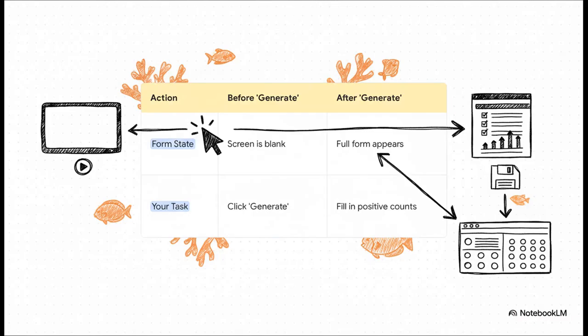This little table lays out the workflow perfectly. Before you click, the screen is blank. You hit Generate and bam, the full form appears. Your only job from there is to fill in your positive counts for what you saw. Then, when you save, the system automatically fills in all the other fields with a 0, guaranteeing we get a complete and accurate data set every single time.